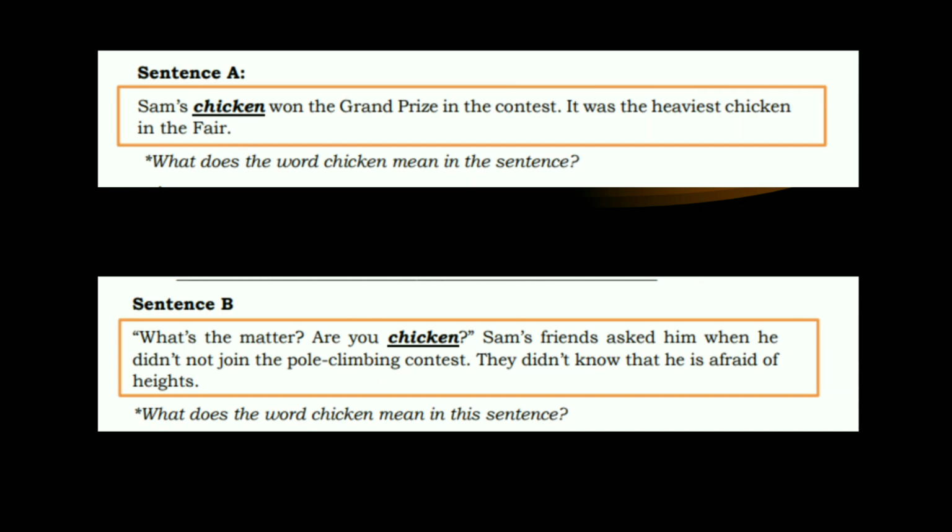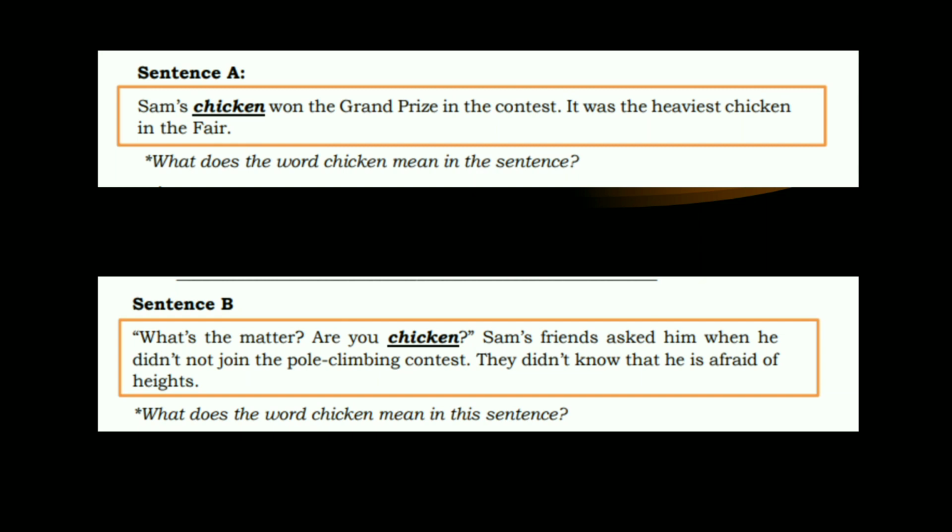For sentence number 2, what's the matter? Are you chicken? Sam's friends asked him when he didn't join the pole climbing contest. They didn't know that he is afraid of heights. What did you notice with the meaning of the word chicken in both sentences? So how are their meanings presented to the readers?